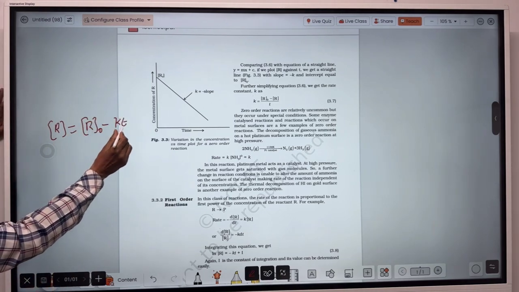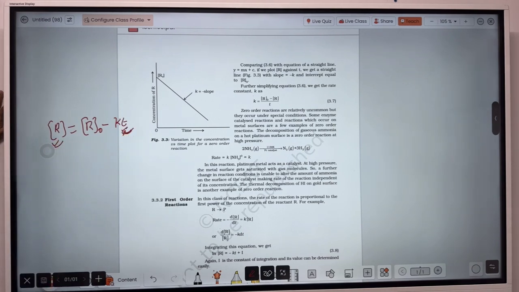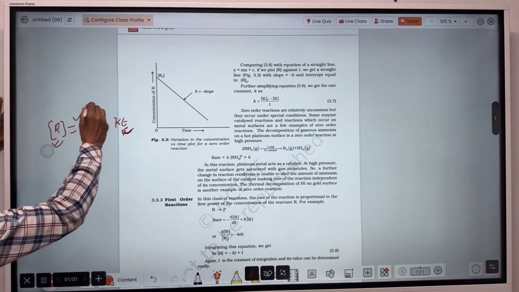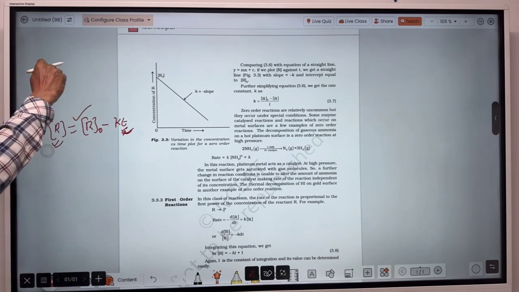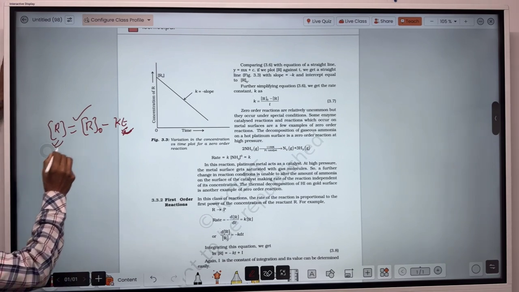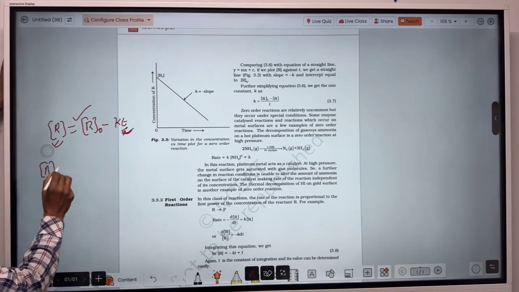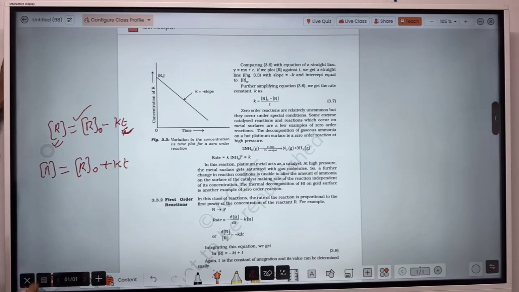When we plot the graph of concentration of reactant versus time, R naught will be the intercept. From R naught, there will be a decreasing graph. Suppose there were a reaction where it would be R naught plus kt. How would the graph look? There will be R on this side and t on this side.